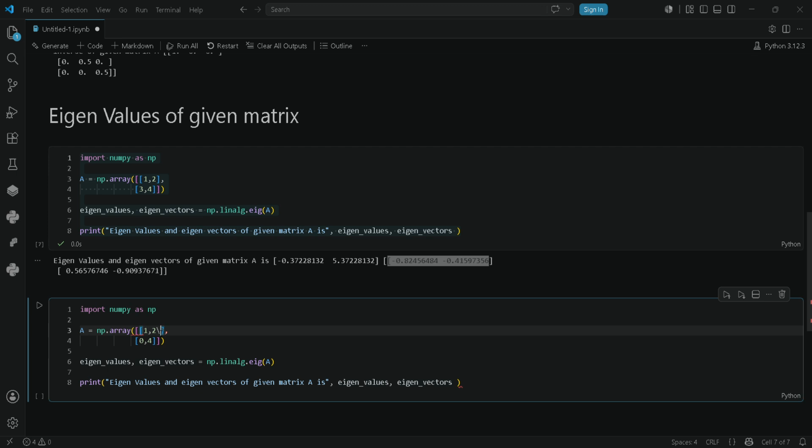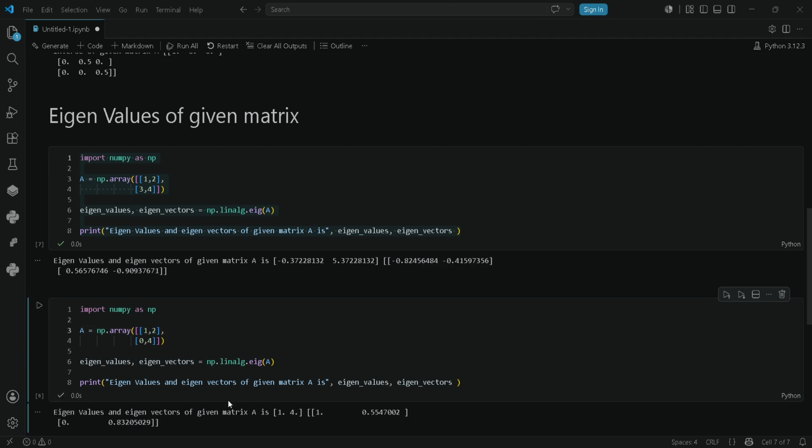because we know that the sum of eigenvalues is equal to the sum of the diagonal elements of the given matrix. So the eigenvalues are 1 and 4, meaning 4 plus 1 is equal to 5, and these are the same. The product of eigenvalues is equal to the determinant, and after multiplying the two eigenvalues we get the same value as we get by calculating the determinant.